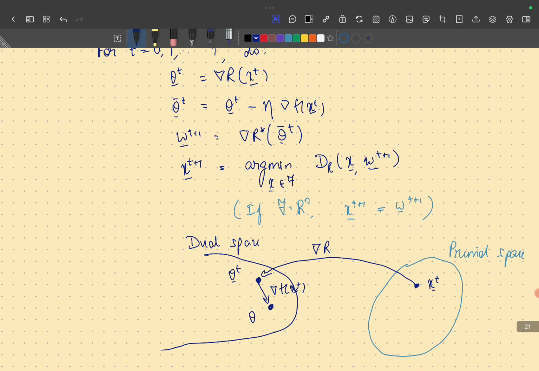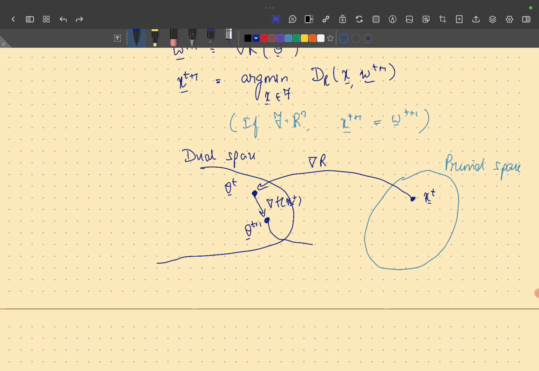To get this new point, theta t plus 1. Okay, so earlier in standard gradient descent, I would find a direction and take a step in the primal space itself. But now I'm transforming this to a completely different space and then doing one step of gradient descent. And then I'm coming back to get a new point, xt plus 1.